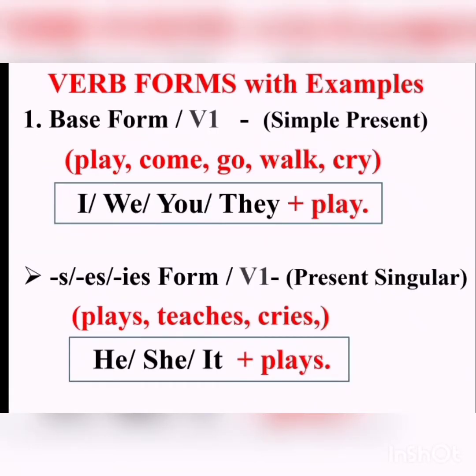First form of verb is V1. V1 verb அப்படின்னு சொன்னாலே present form of verb. The first one is play, come, go, walk, cry. That is the base form. And the other one is S form. Base form I, we, you, theyக்கு யூஸ் பண்ணுவோம். And the S form is nothing but singular. We will be using it for third person singular: he, she, it. For example, he plays, he teaches, it cries.